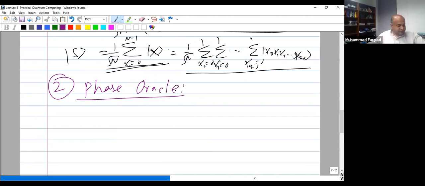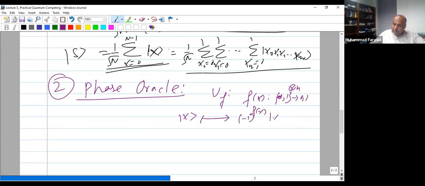So this has a function. This implements a function from n bit to 1 bit. So f of x goes from this n length string of 0s and 1s, and answer is either 0 or 1, in such a way that when we have some input x, it is transformed to minus 1 power f of x into x.